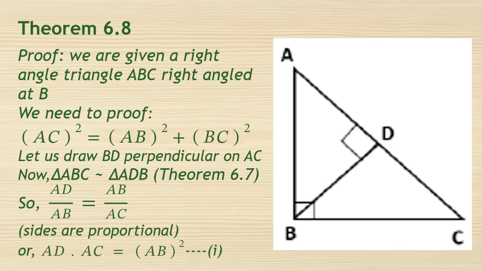Now proof. We are given a right angle triangle ABC which is right angled at B. We need to prove AC square equals AB square plus BC square. The proof is very simple. Let us draw BD perpendicular on AC. Now triangle ABC is similar to triangle ADB. Remember theorem 6.7? If two triangles are similar, then the sides must be in proportion. That is, AD upon AB equals AB upon AC. Or we can also write it as, after cross multiplication, AD into AC equals AB square.